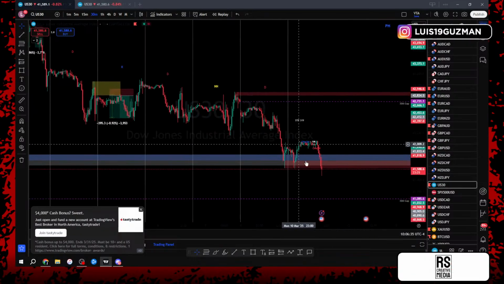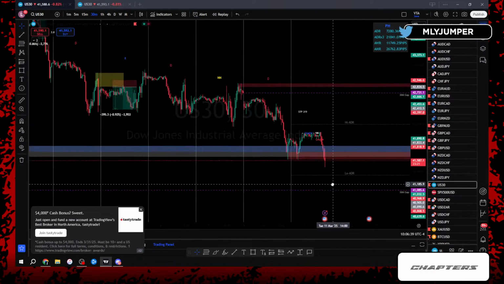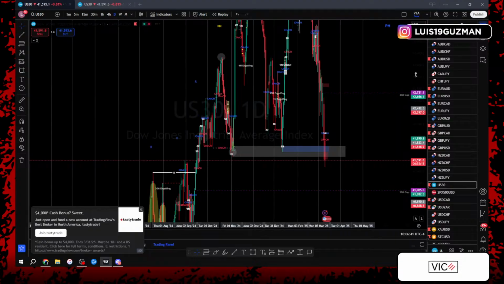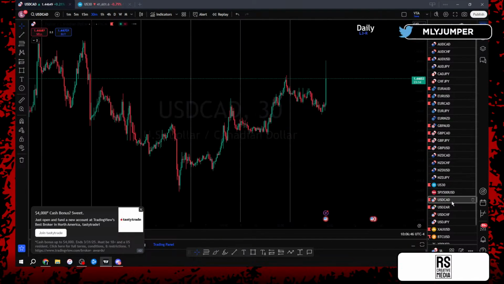We know we're still making lower lows and lower highs. We still have these gaps at the top of the market and the bottom of the market, but right now we're trading at the lows, right? So I'm not really looking to take any positions on US 30 for now.